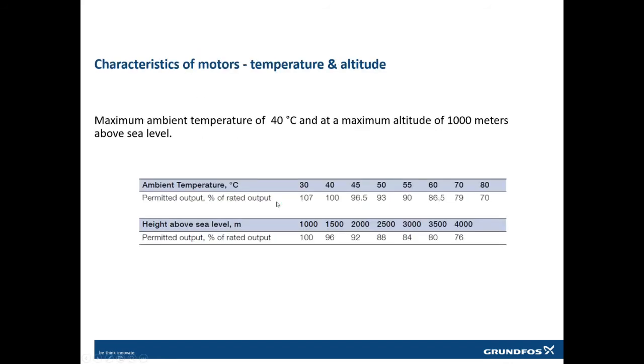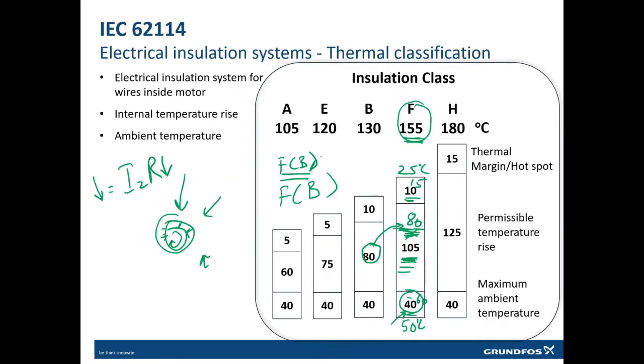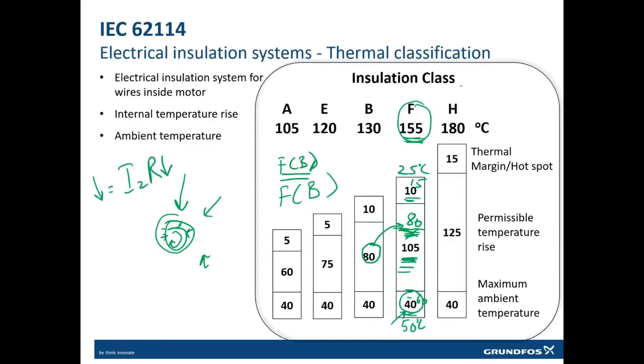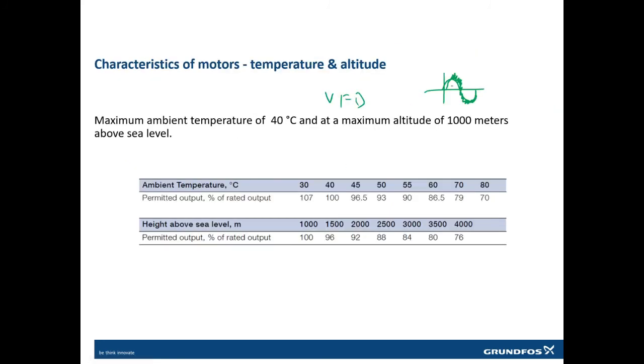Now sometimes you need to derate it even further, sometimes you need to make sure you are using a motor with VFD. With VFDs, this concept does not work. F to B does not work, because with a VFD the waveform is not very simple. The waveform has a lot of variation. Because of this, it generates more heat. So this 25 degrees will eventually go to the heat generation in this.